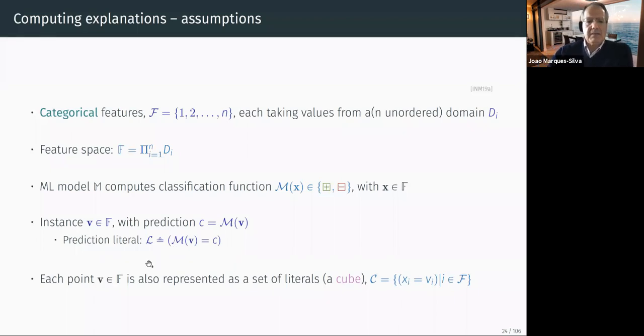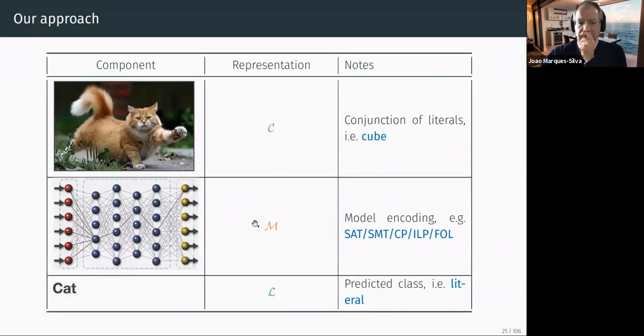And because I'm going to work with this later on, I can see the point as a bunch of literals, as a cube, a conjunction of literals, such that for some coordinate the variable takes the value of where I start from. Okay. So why is this important? Because what I'm going to show in the next slides is how we can capture the problem of finding an explanation and propose a definition of explanation.